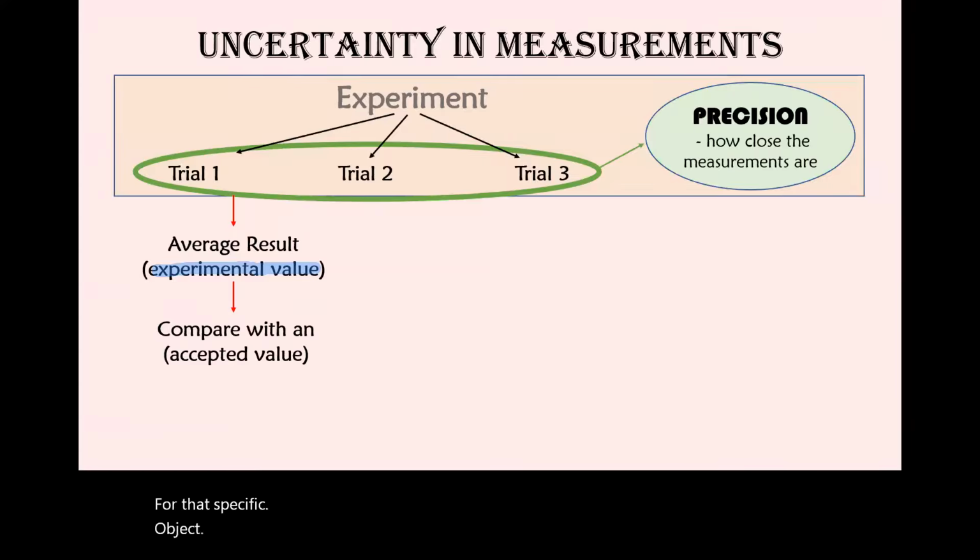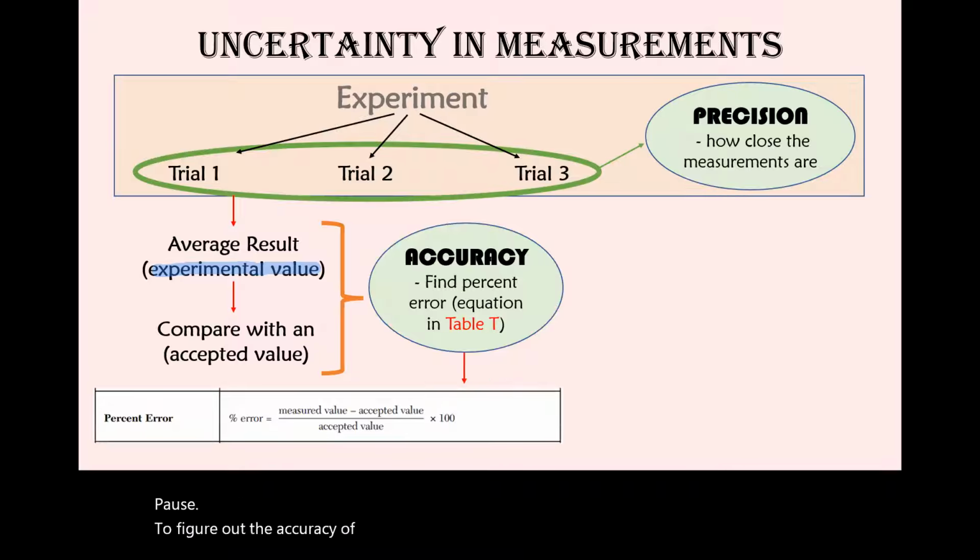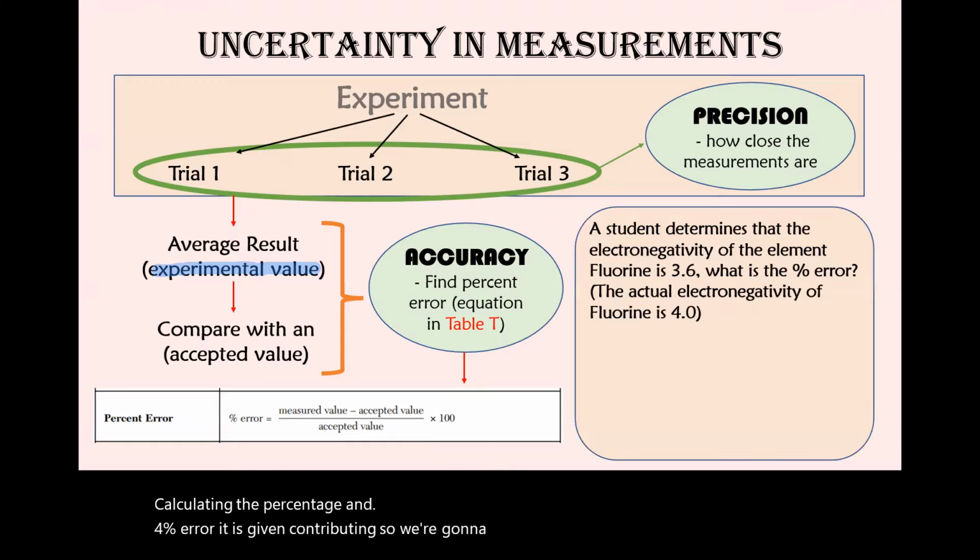So when we are comparing our measured value with the accepted value, we are trying to find the accuracy of our experiment. Accuracy means how close our measurement is to the accepted value. The calculation that we do to figure out the accuracy of our experiment is calculating the percent error. And the good thing about this is the equation for percent error is given in Table T. So let's look at a very, very quick example of finding the percent error.